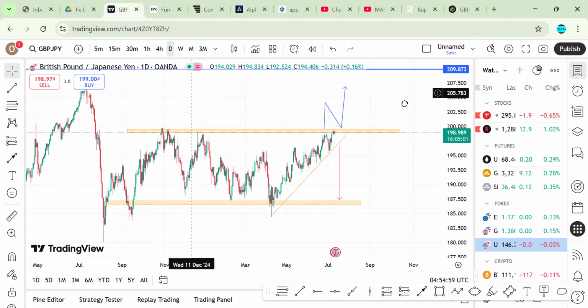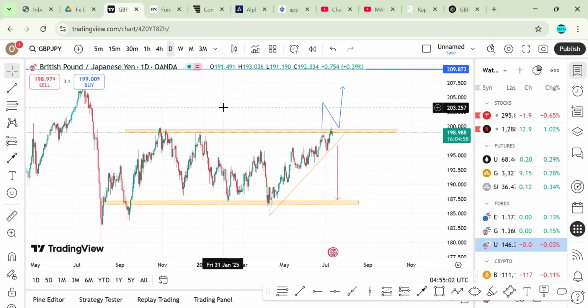As you can see, my chart is very clean. You don't have a lot of indicators everywhere.